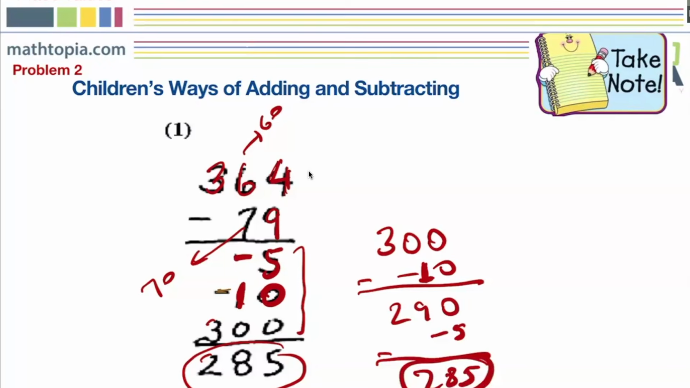285. This student's method is different from what we learned, right? He is thinking that 9 is bigger than 4, therefore I can say this is negative 5. And 70 is bigger than 60, therefore I can make this one minus 10. That's why I can take away from 300 minus 10 to 290, minus 5, 285, right? That's a little bit different way, but we need to understand our friends' work also.